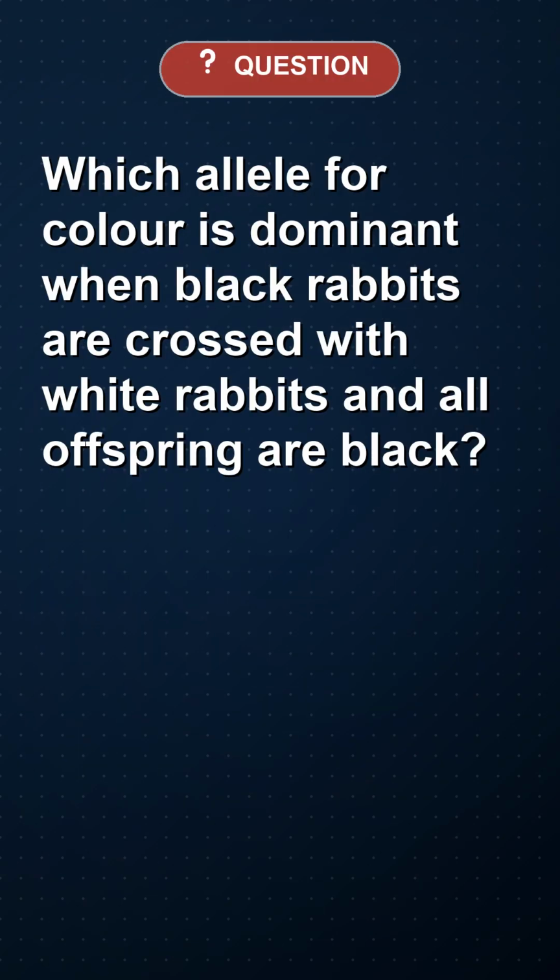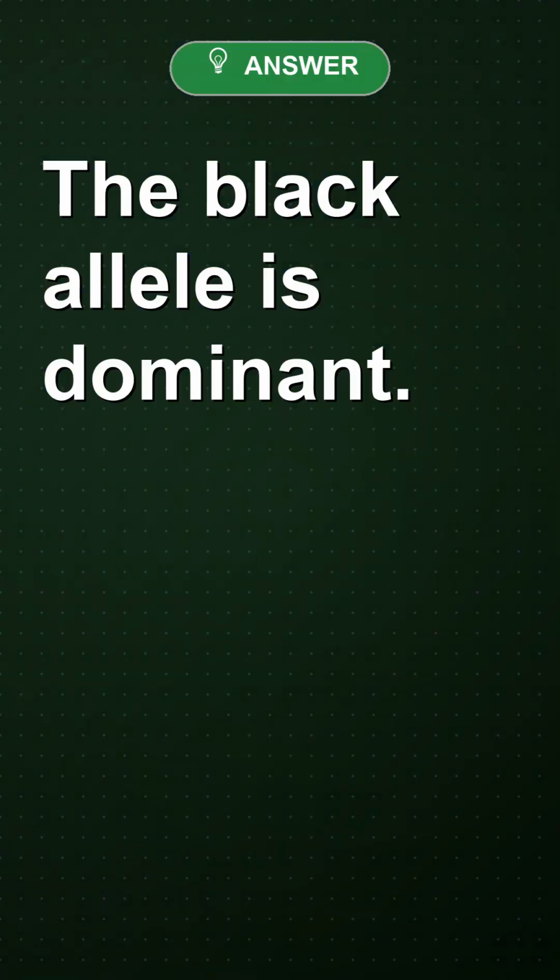Which allele for color is dominant when black rabbits are crossed with white rabbits and all offspring are black? The black allele is dominant.